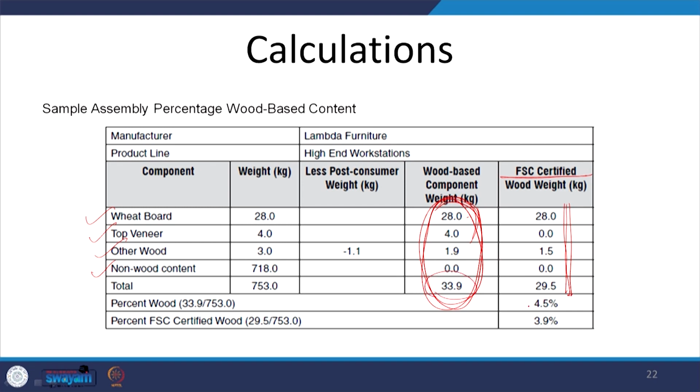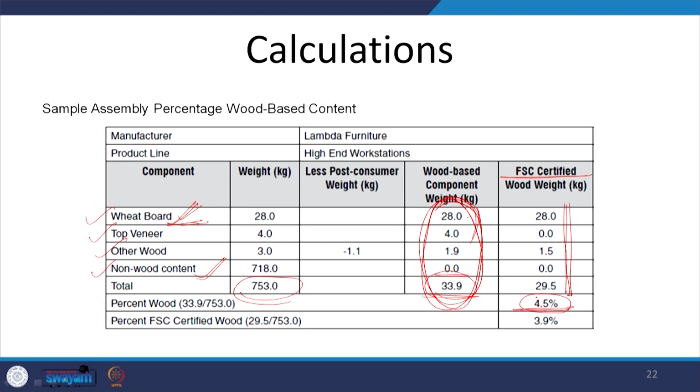So, if we look at the total percentage, we see that the wood based component, if we are looking at the weight, is around 4.5% of the total weight of the products which are going to be used. Now, there are several, like in wheat board, rapidly renewable material which is coming into the picture. In other non-wood components, we can see that there is zero wood based component.